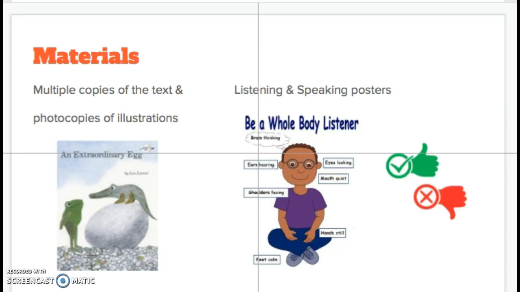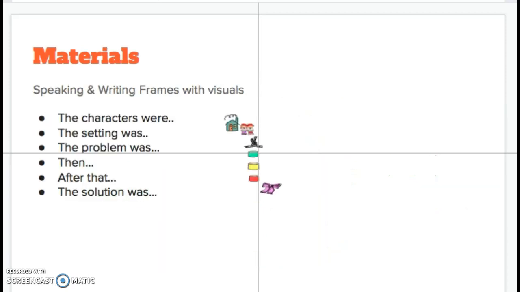Not pictured in this presentation are some other materials, including poster board and glue, scissors, markers. There will also be speaking and writing frames for the students to use, and those will have the visual attached. So the house will go with the characters were, the people will go with the setting was, so that the students have, again, a visual to help support their speaking and their writing during the retell.